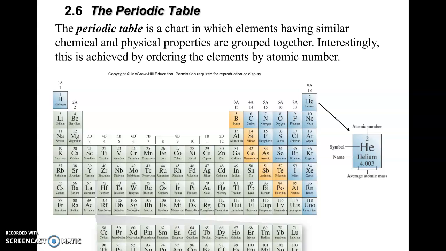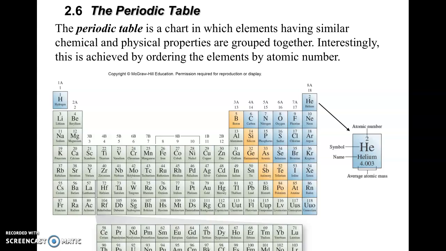The other thing I want you to look at on this slide is just what is contained in each box. So at the top you have the atomic number, and you can see they go in order of atomic number. That's the number of protons. You have the symbol, you have the name, and you have the average atomic mass listed.